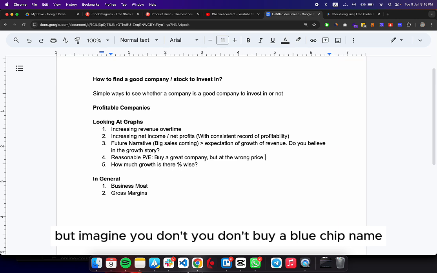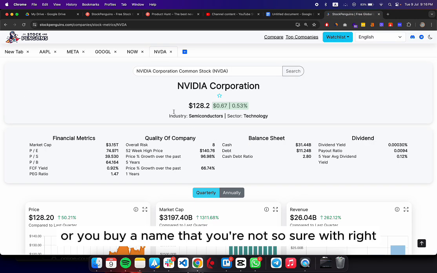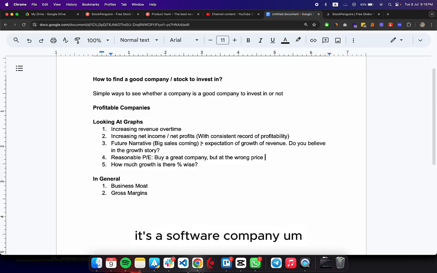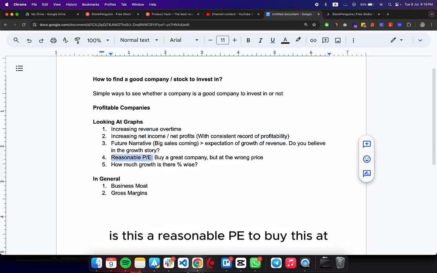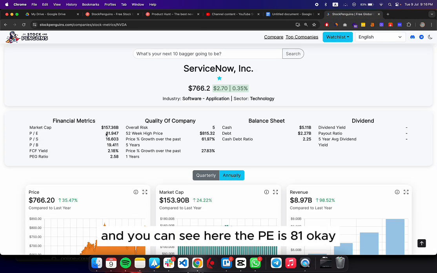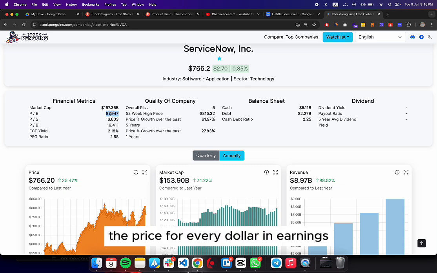But imagine you don't buy a blue chip name. You buy a smaller name, or a name that you're not so sure about, right? For example, ServiceNow. I don't know whether you know what ServiceNow is. It's a software company. But you need to ask yourself, is this a reasonable PE to buy this at? PE stands for price to earnings, and you can see here the PE is 81. It means that you're paying 81 times the price for every dollar in earnings.